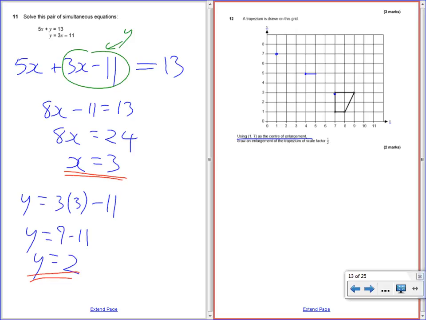The vertical side, instead of being 2 squares down, there's going to be 1 down. And then the side at the bottom, instead of being 1 square across, is going to be half a square across. And I can just join it up. So we end up with a trapezium half as big and half as far away from the centre of enlargement.